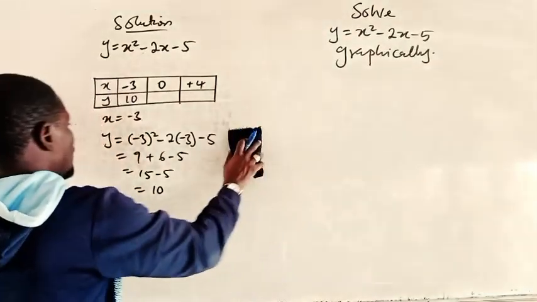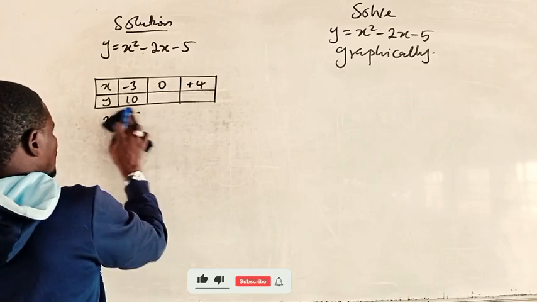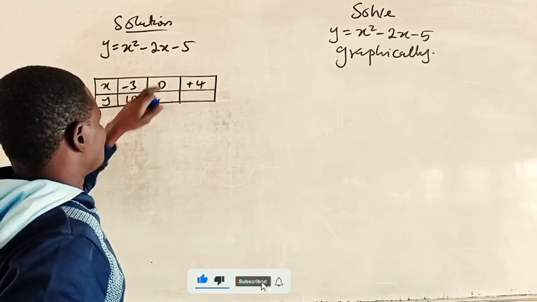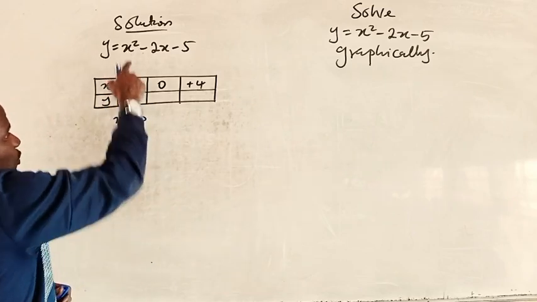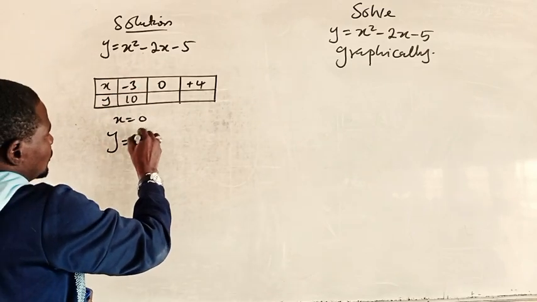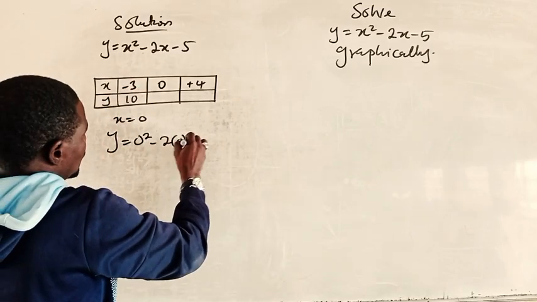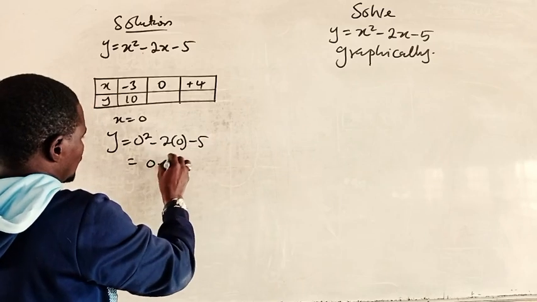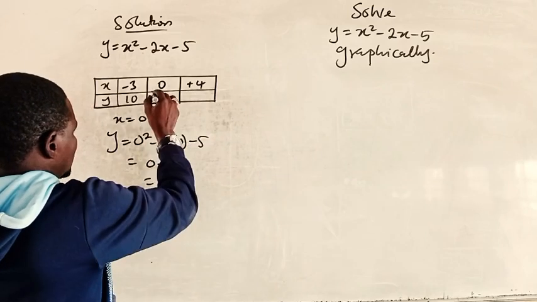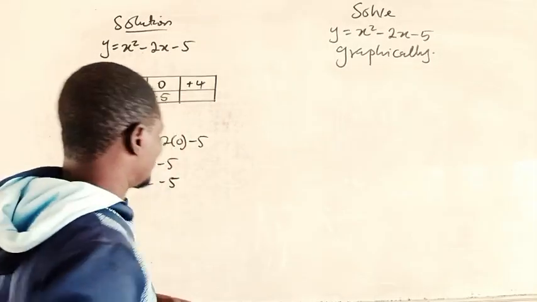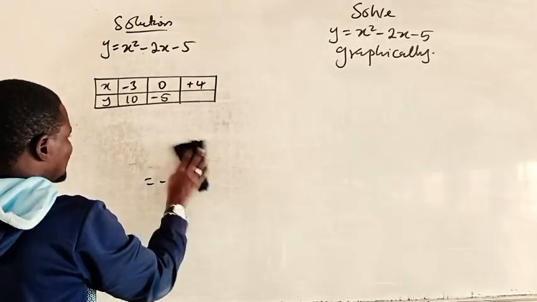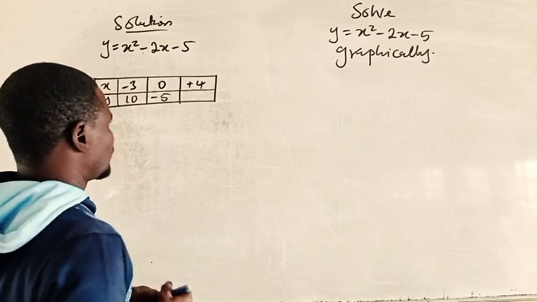Now as y equals 10 when x is minus 3, let's quickly jump into when x is 0. When x is 0, what happens to y? We substitute x with 0, we have y equals 0 squared minus 2 bracket 0 minus 5, and this is equal to 0 minus 5, and this is minus 5. From this place is minus 5. You see how simple this method is? Wait till the end.